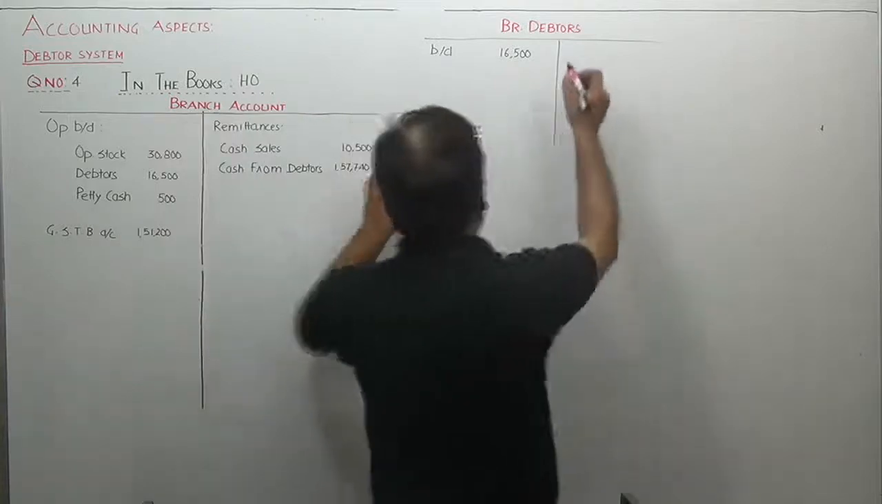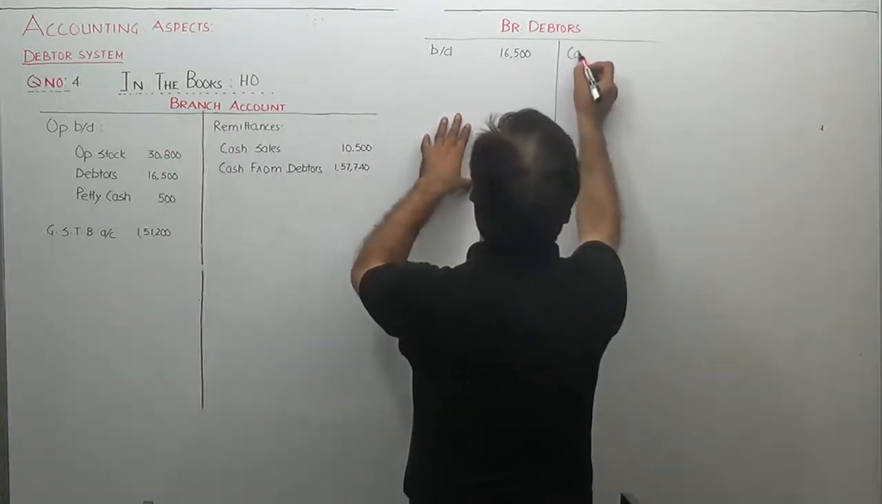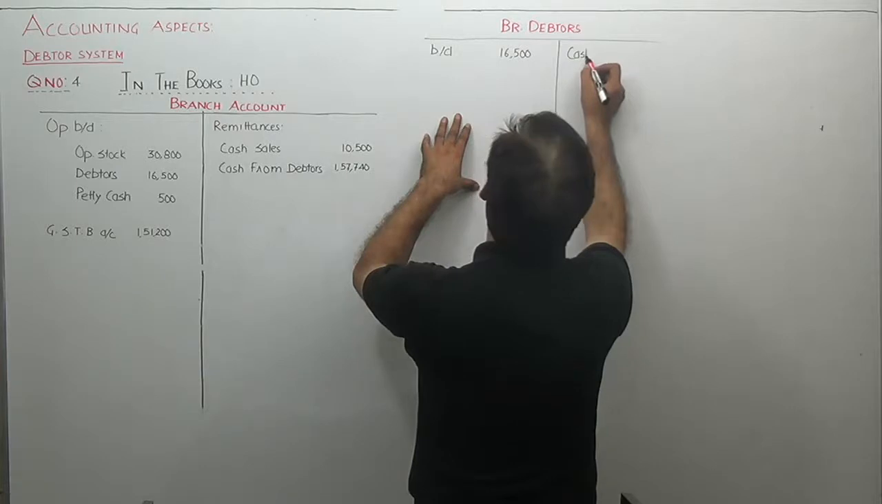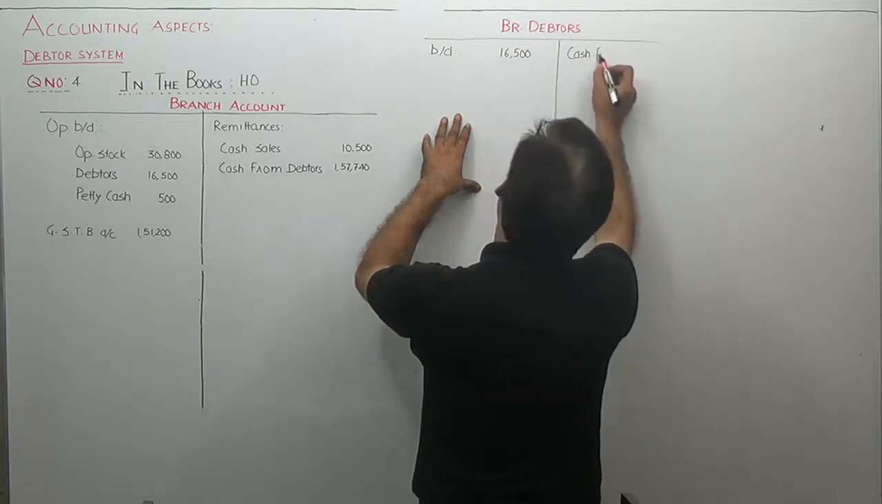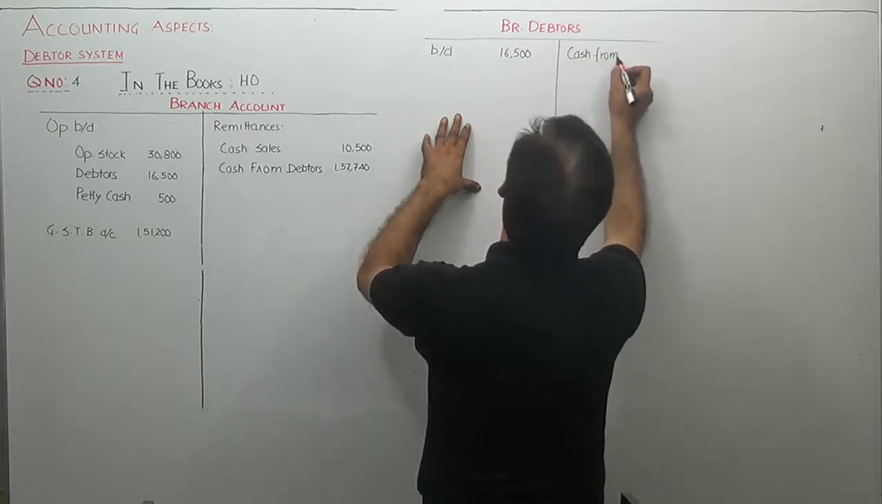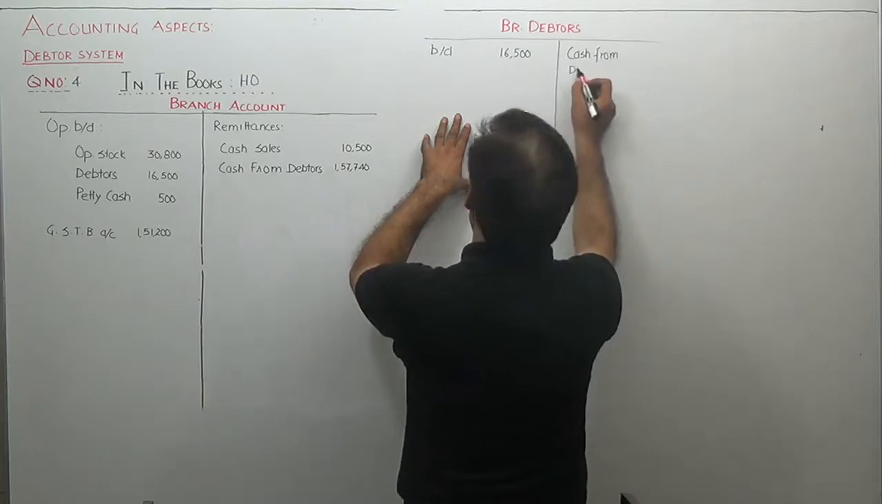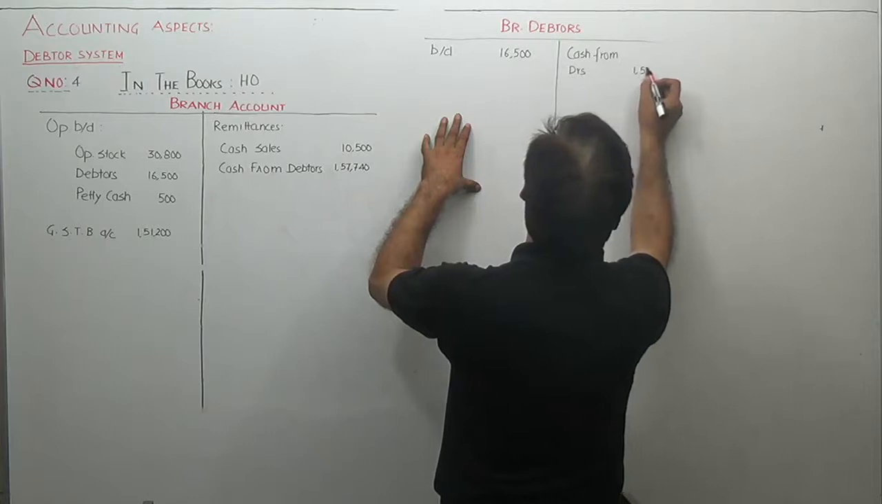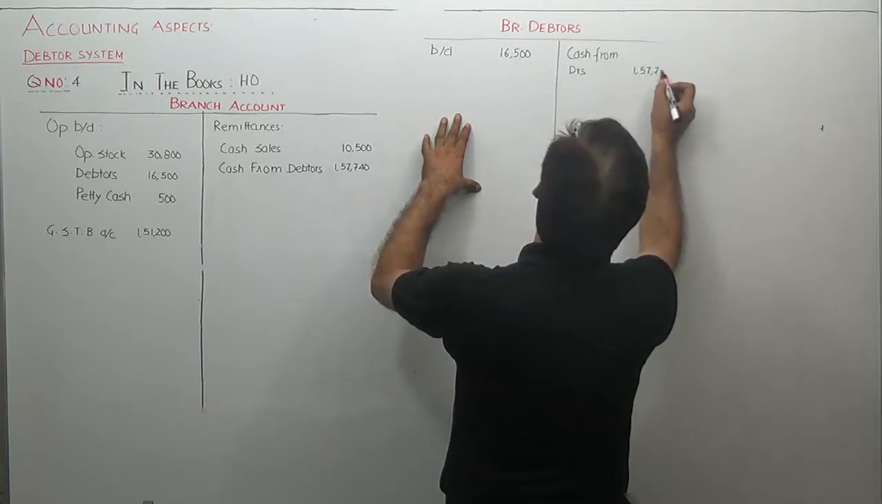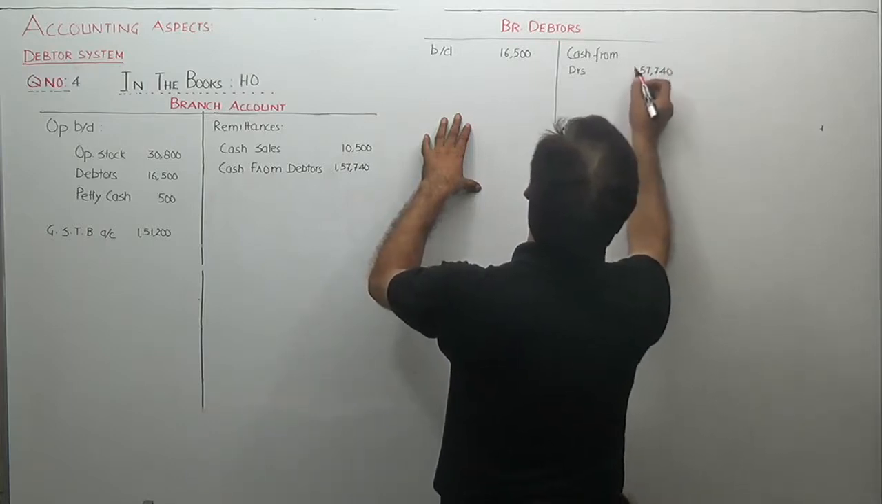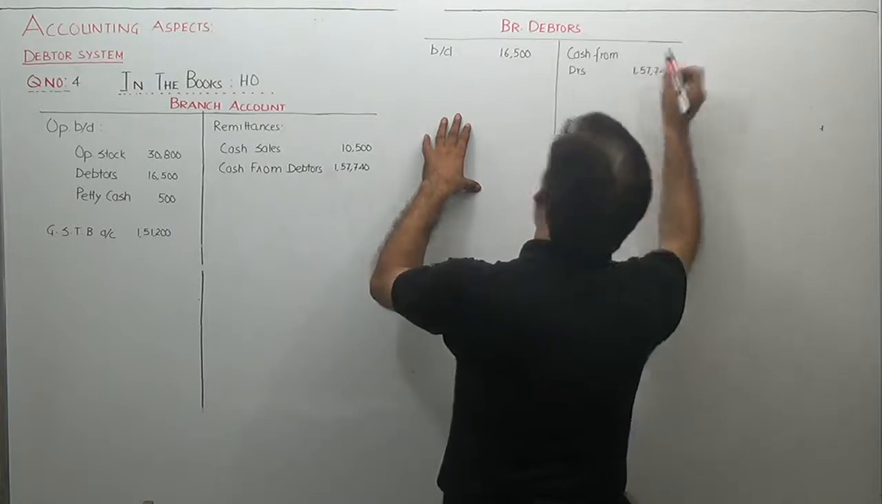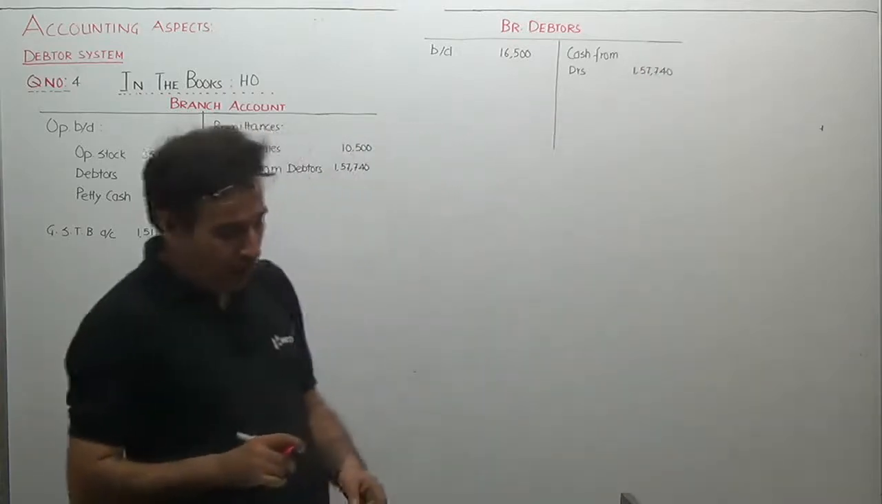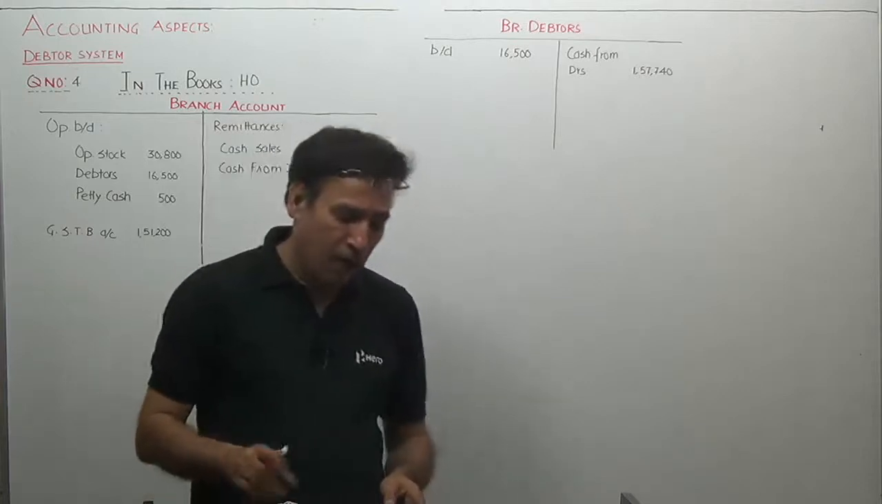Now, cash from debtors will also be written down over here. Cash from debtors given to you 1,57,740. After posting it at proper places, now the next one is amount sent to branch.